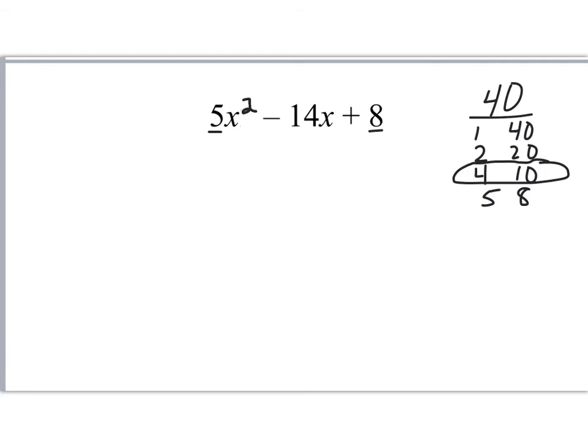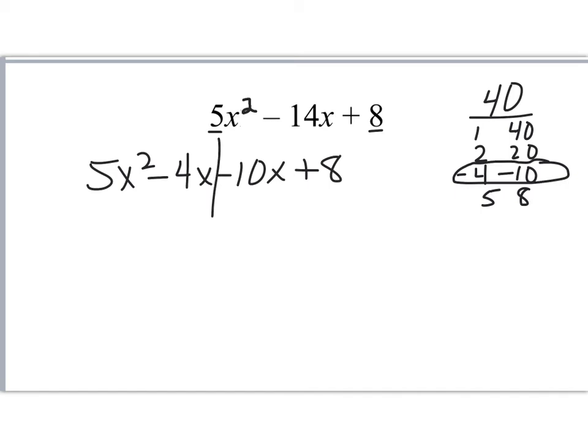And because the answer for 14 is negative, both of them have to be negative. So -4, -10. So here we go. Same thing as we did before. 5x squared minus 4x minus 10x plus my 8. Separate it right here. What's my greatest common factor for the first half? Is again just an x. And that leaves me with a 5x minus a 4. And then I'm going to bring that minus down.